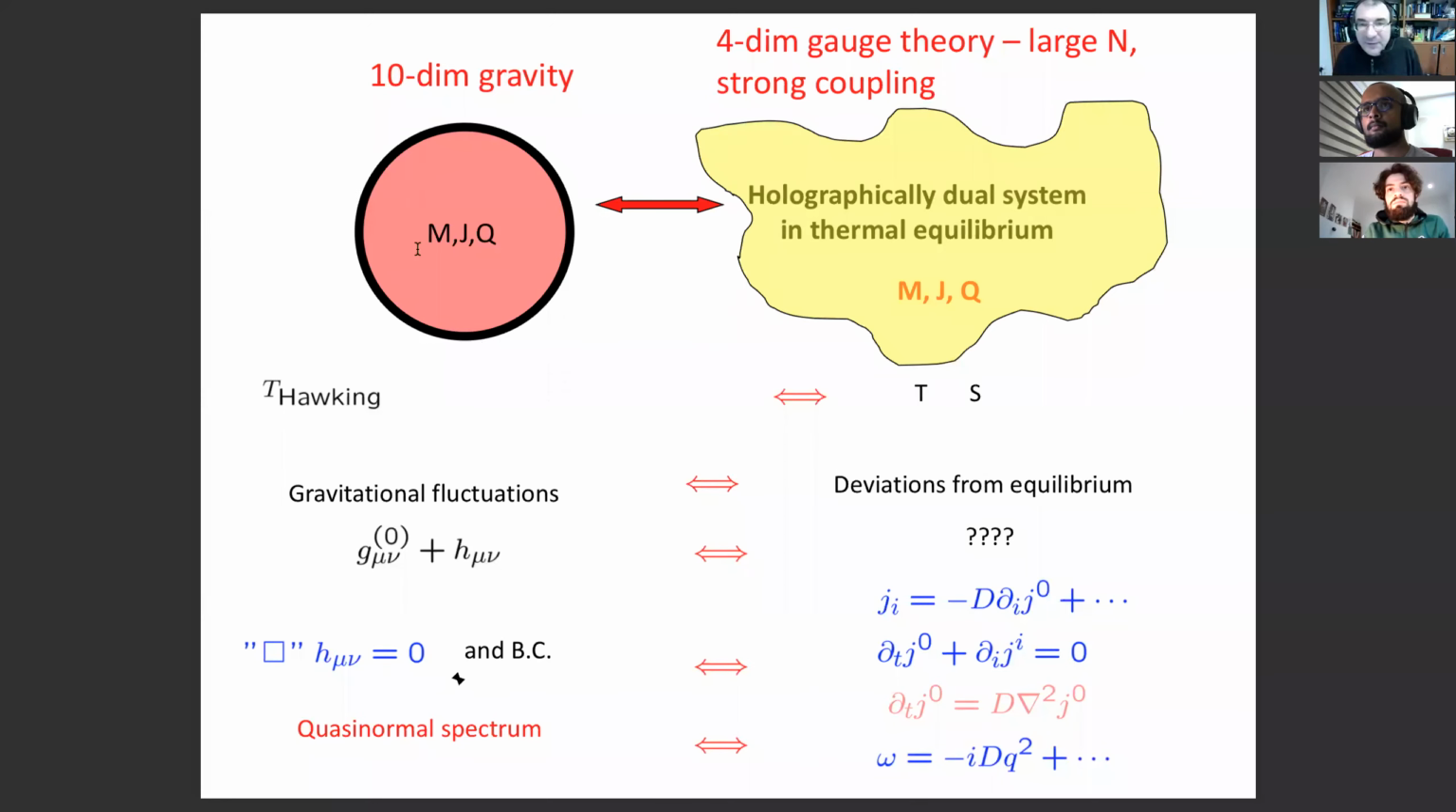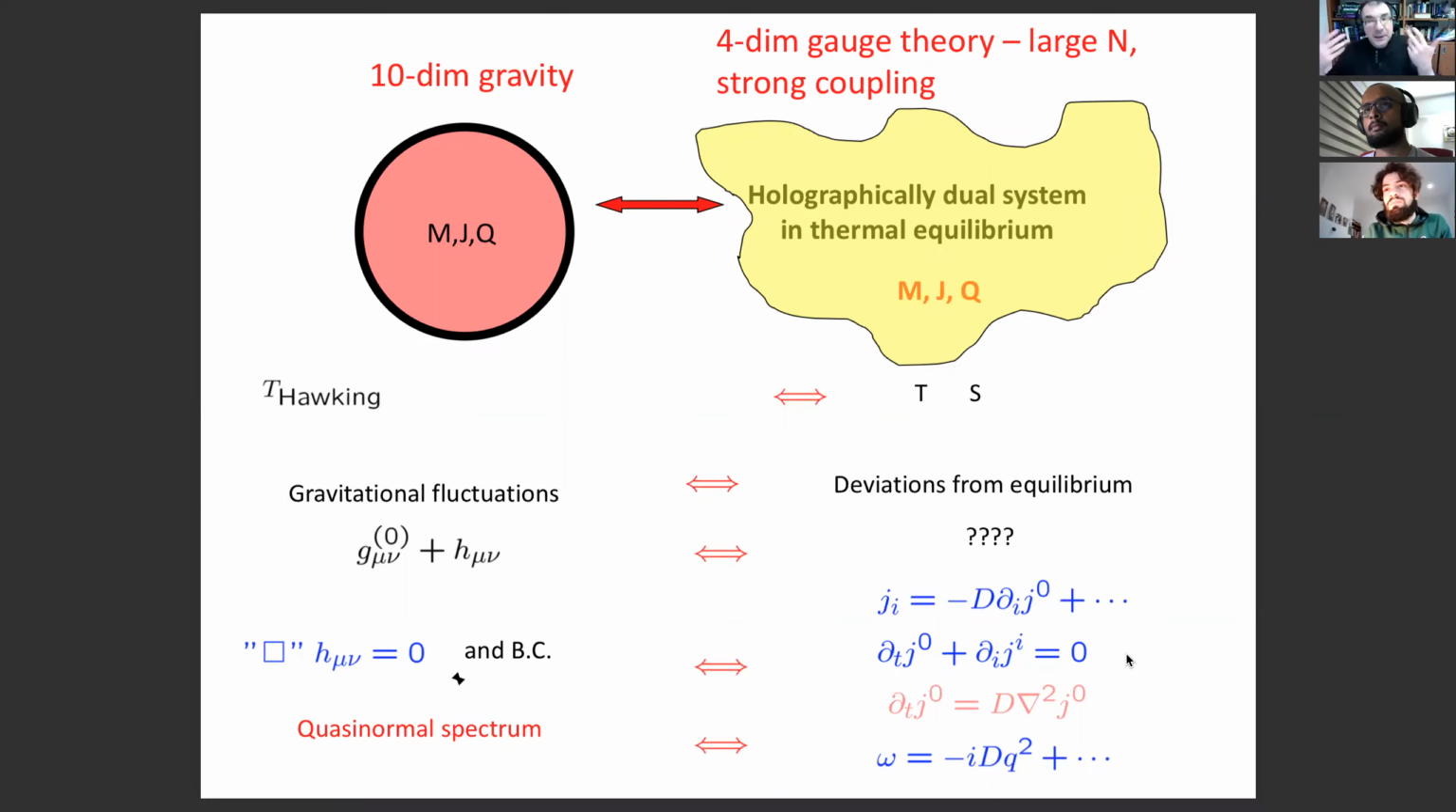So you can compute these eigenmodes. Now, because you have this rabbit-duck duality, our gravity system is in one-to-one correspondence with a holographically dual non-gravitational system describing quantum field theory slightly out of equilibrium, all right? So you have a black hole slightly out of equilibrium and this dual non-gravitational strongly interacting quantum field theory slightly out of equilibrium.